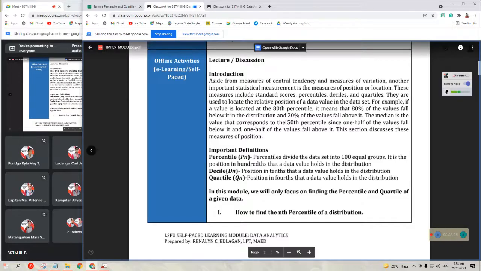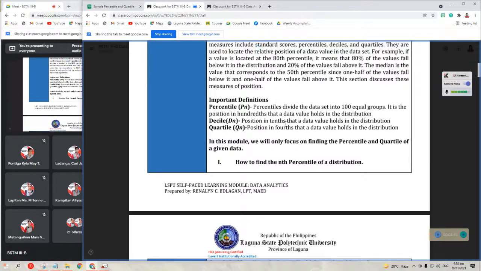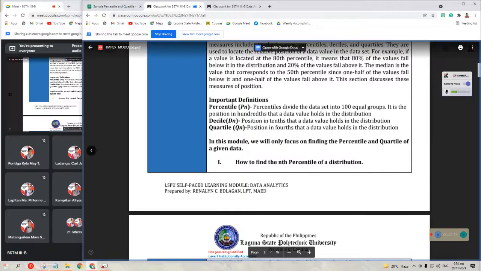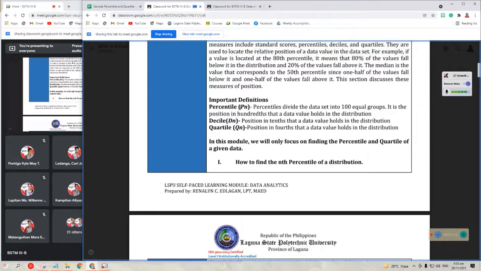So, this section discusses these measures of possession. So, these are the important definitions and also the important symbols that we are going to use. Dito sa module na to, I am not really after the symbols, but I included it kasi baka mag-refer kayo sa ibang aklat. Hindi nyo maiintindihan yung P sub n, D sub n, saka Q sub n. So, these are the percentile, decile, and quartile respectively. So, ano yung n? Ito yung position. So, for example, ang inilagay ko dito ay P sub 80. Sinulat ko P80. Ibig sabihin, it is the 80th percentile or yung value na nasa 80th percentile.